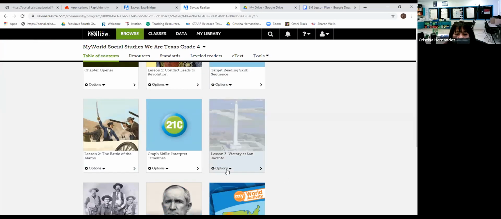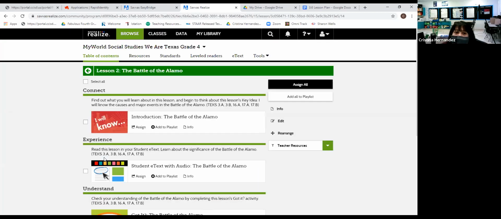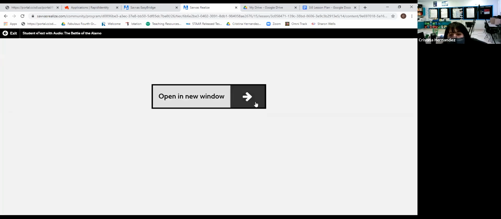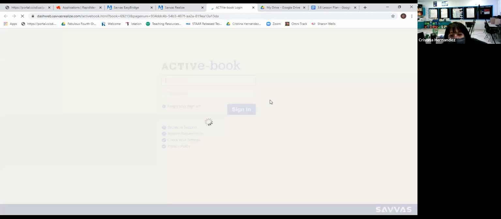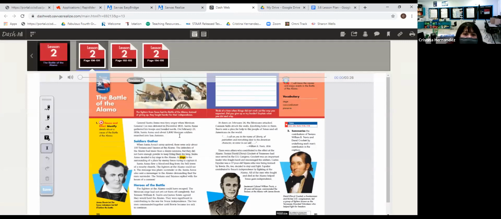Battle of the Alamo. Will we finish that math review that fast? I don't know. Let's see. E-text, all on page 190. Your quiz this week is very similar to last week. You will have vocabulary matching on there and then a couple of multiple choice questions. Page 190.